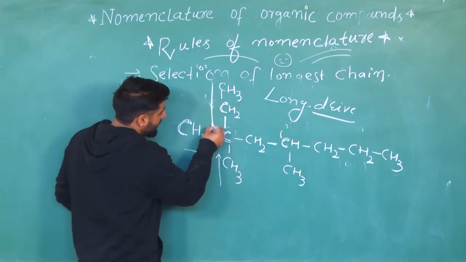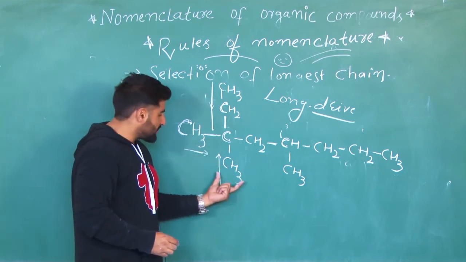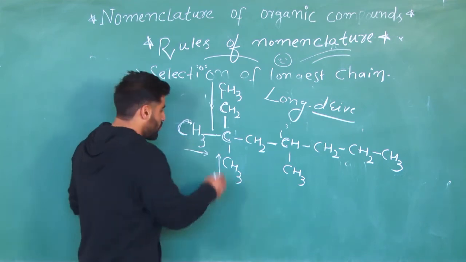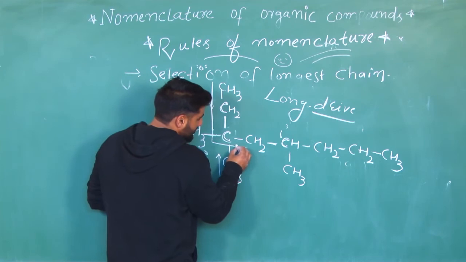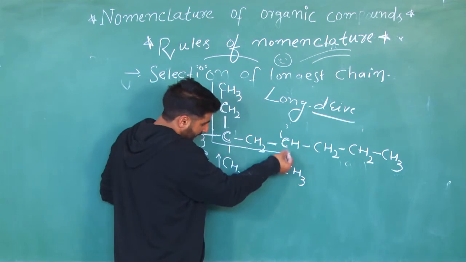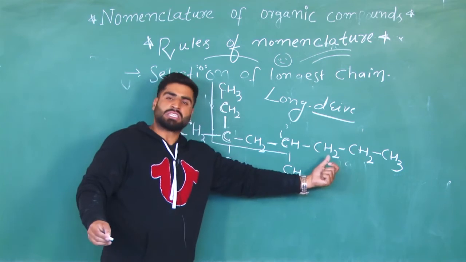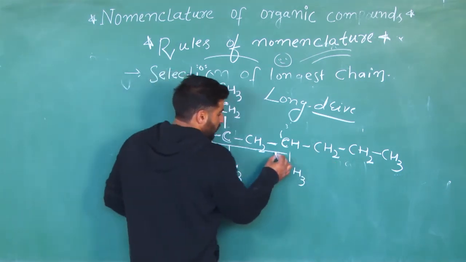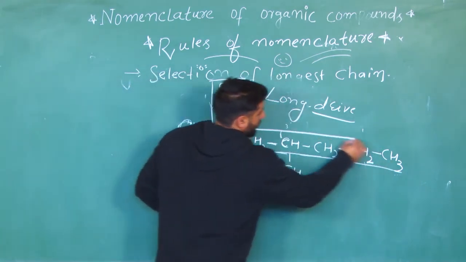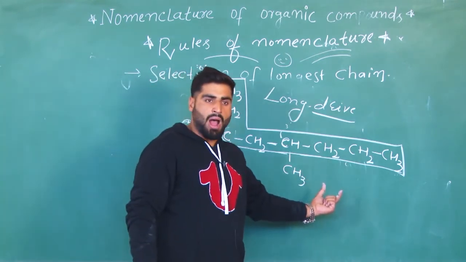Starting from here, now I have 3 options. I can go downwards, but it is not the longest way. I can go left side, but it is not the longest way. So I have to obey the longest chain. So I will be going straight. Here I have 2 options, either downwards or straight. But the straight one is the path of maximum length. So this will be your longest chain. This is the longest possible chain of the compound.